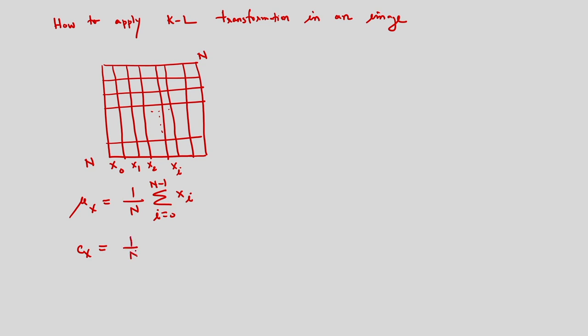Cx is nothing but 1 by n, summation i is equal to 0 to n minus 1, xi minus mu x, xi minus mu x transpose. So we can determine the covariance matrix Cx and the mean mu x. The dimension of mu x is n dimensional.